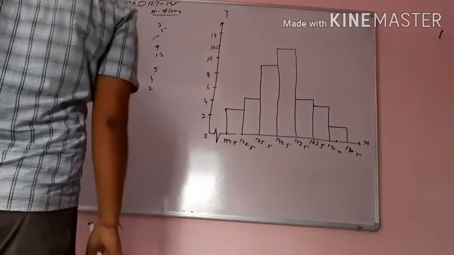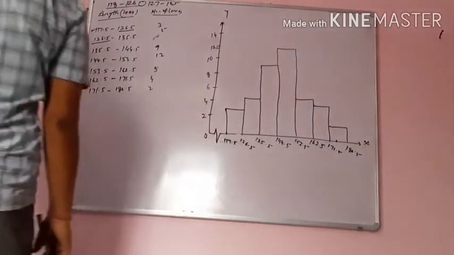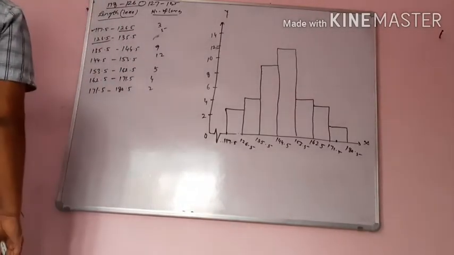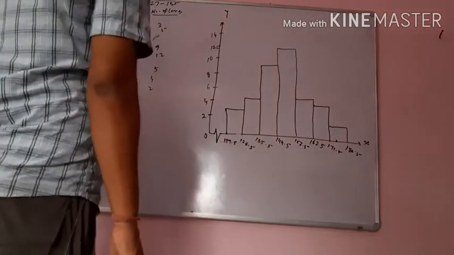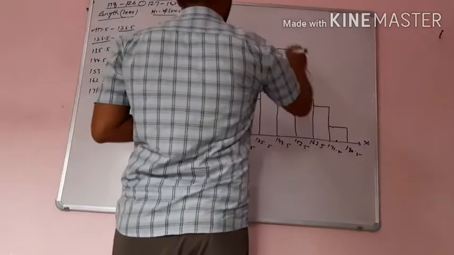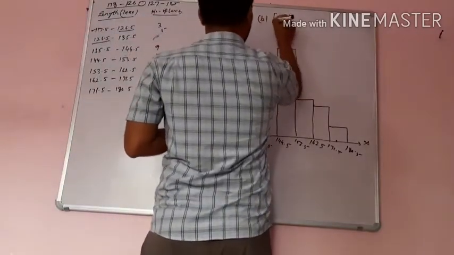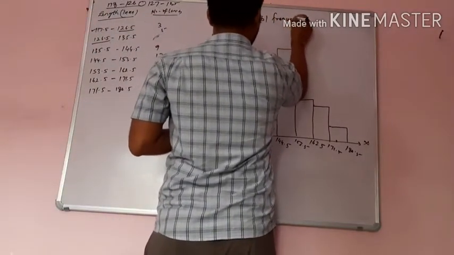Now what is question number 2? Is there any other suitable graphical representation for the same data? Yes. Another way we can represent that is a frequency polygon. Frequency polygon method.